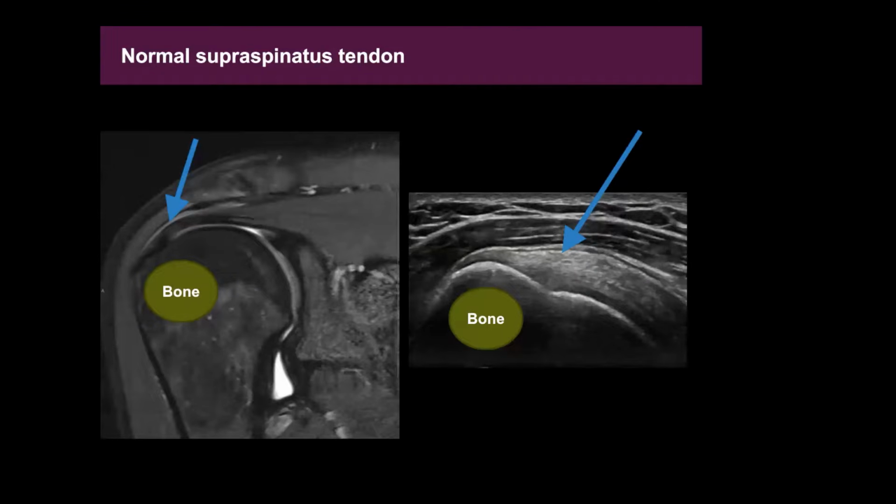All right, so now getting into the meat of the topic, some select MSK ultrasound. So this is a normal supraspinatus tendon. On the left-hand side of the screen, I have a coronal T2 weighted sequence MRI image. You can see how the supraspinatus tendon, denoted by that blue arrow, inserts into the greater tuberosity of the humerus, or the proximal humerus. And on the right-hand side, you will see a correlatory MSK ultrasound image with, again, the blue arrow pointing to the normal supraspinatus tendon.